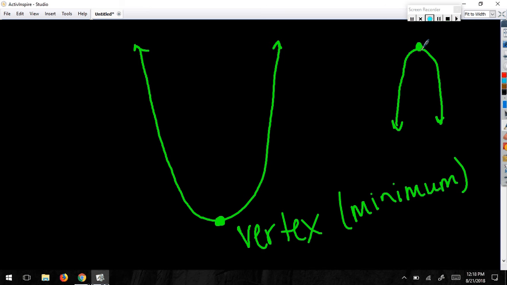What else do you think is special other than being the lowest point right there? And think in terms of geometry. What else do you think? Who said it? Good job. It splits it. There is a line of symmetry through the vertex. Parabolas are symmetric. That was awesome.